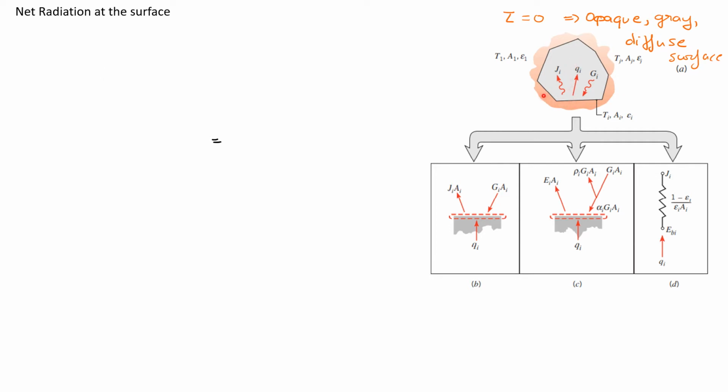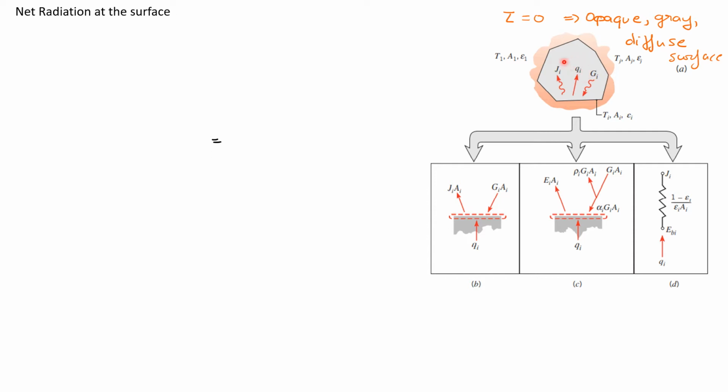So let's say we have an enclosed surface or an enclosure with different surfaces. These surfaces are opaque, so our transmissivity is 0, and we've assumed that all surfaces are gray and diffuse surfaces. That means your absorptivity will be equal to emissivity, and diffuse surfaces means that you will have surface emitting radiation equally in all directions and through all wavelengths.